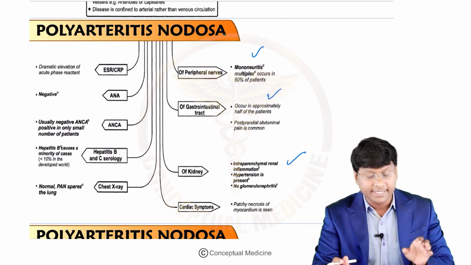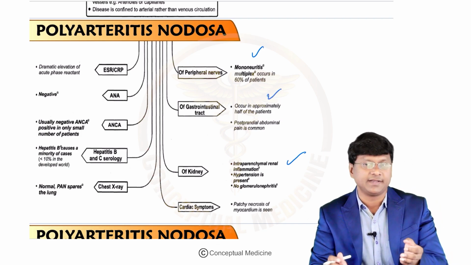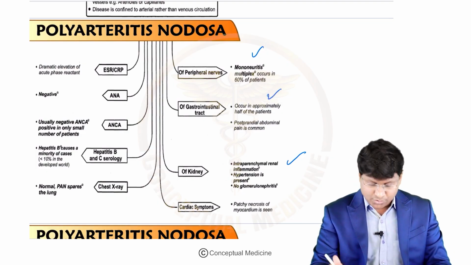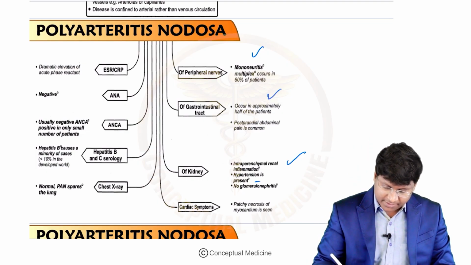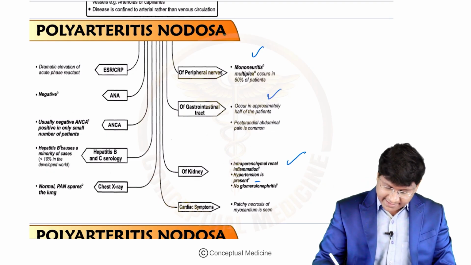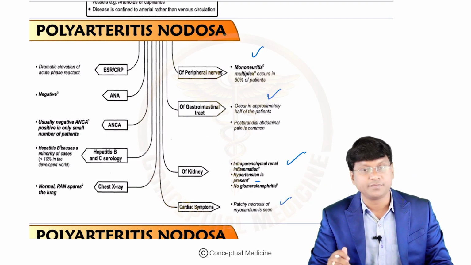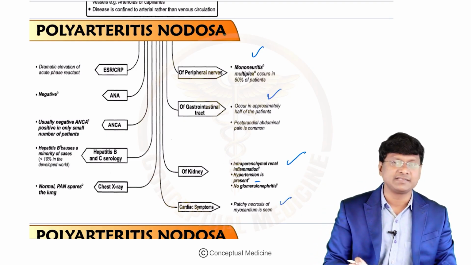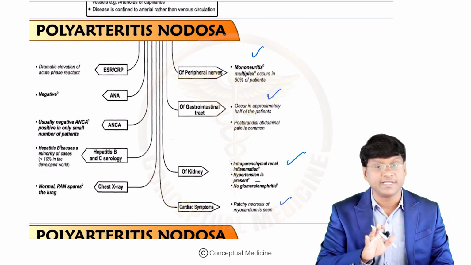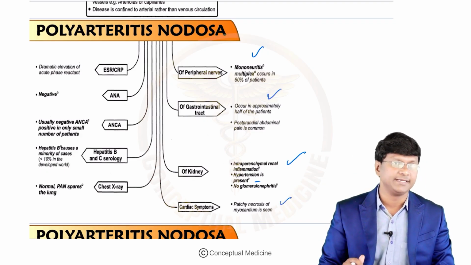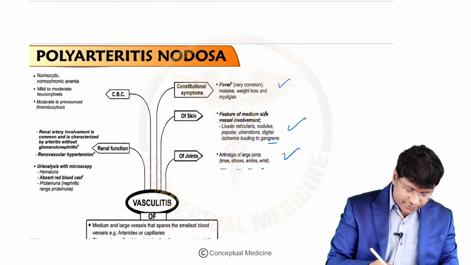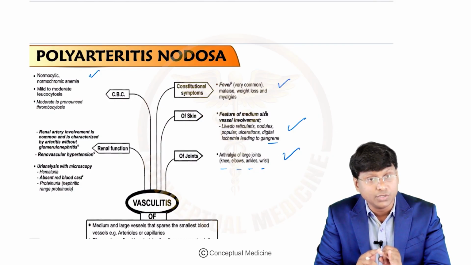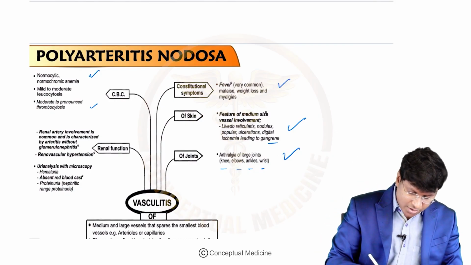And in kidney involvement, there is vasculitis of the renal artery, but the renal parenchyma is absolutely normal. There is no glomerulonephritis at all, and hypertension is present. In cardiac involvement, patchy necrosis of the myocardium is seen. So this is multi-system involvement, and in patients with polyarteritis nodosa there is no lung involvement. In the investigations, the complete blood picture shows normocytic normochromic anemia, mild to moderate leukocytosis, and pronounced thrombocytosis.